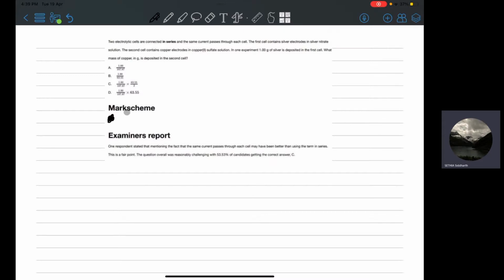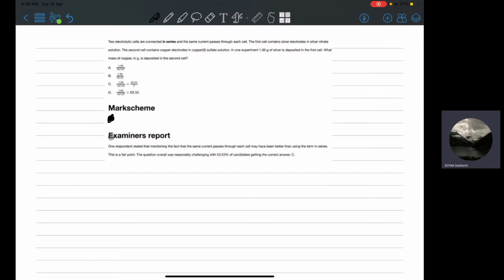So the question states that the two electrolytic cells are connected in series, and the same current passes through each cell. The first cell contains silver electrodes in silver nitrate solution. The second cell contains copper electrodes in copper sulfate solution. In one experiment, 1 gram of silver is deposited in the first cell. What mass of copper in grams is deposited in the second cell?